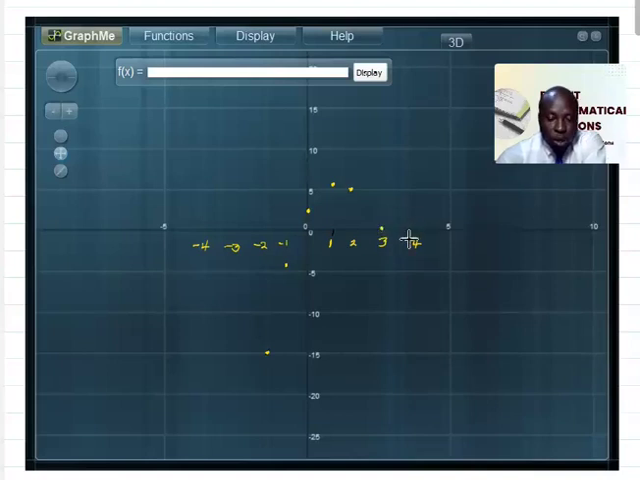So when x is 4, y is minus 9. This is minus 10, so minus 9. So when x is 5, y is minus 22. This is minus 20, 21, 22. So for the quadratic equation, let us connect the dots together. So this is the first one.